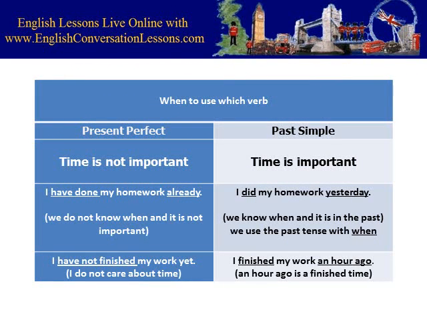Another difference between the present perfect and the past simple has to do with how important time is for what we're saying. When we speak in the present perfect, the time is not really important, whereas in the past simple tense, the time is important. So, for example, I have done my homework already. We don't know when I did my homework, and it is not important. What I'm trying to say here is that it is ready. So I have done my homework already.